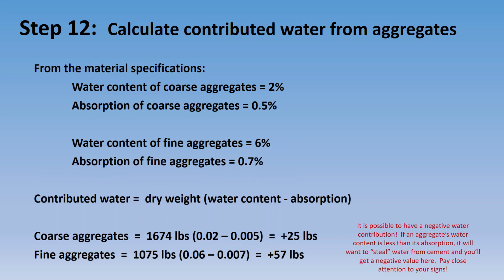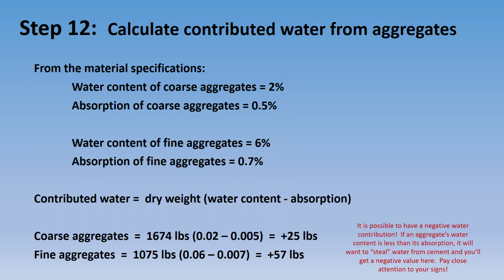Step 12 is to calculate the contributed water from those aggregates. So back to the material specifications, the water content, like we just looked at, of the coarse aggregates was 2%, and the absorption value for those coarse aggregates was 0.5%. The water content of the fines was 6%, and the absorption value of those fines is 0.7%.